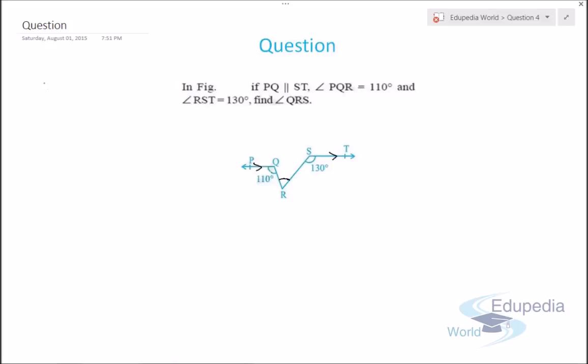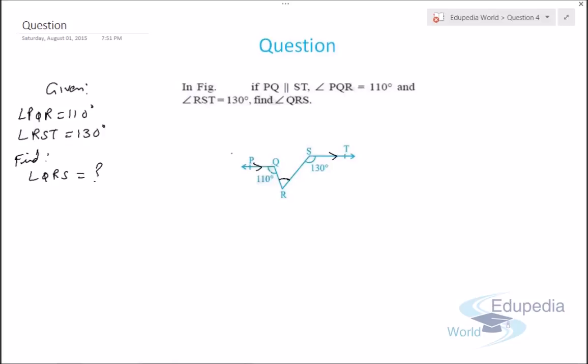Now first of all, let's write what's given. It's given angle PQR is 110, angle RST is 130, and we need to find angle QRS. So let's see how we can find angle QRS.